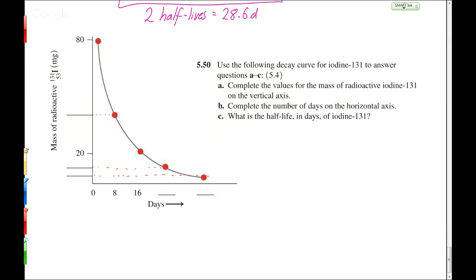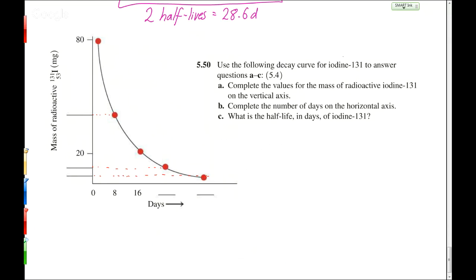20 is the second half-life, so it goes down to 40 and then 80. 40, 20, 10. So once we're told that this is a decay curve, and we know that we're dealing with something like the half-life of a radioactive iodine, we know that each point is going to deal with a half-life. So that means cutting it in half.